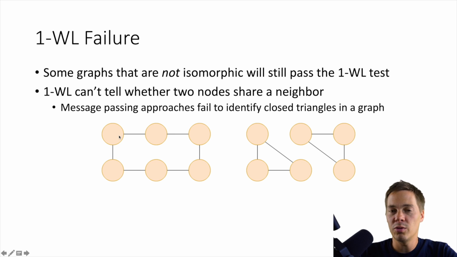If you were to do the 1WL test, each of these nodes would get the exact same tuple. It would start with the current label and look at its 2 neighbors, and they would have the same initial label. And that would be the case here as well. There's no way to distinguish the fact that this node shares a neighbor with this node, or in other words, that there's this triangle. It is only looking at the counts. We know that 1WL is not going to be sensitive to these closed triangles and be able to distinguish between them.